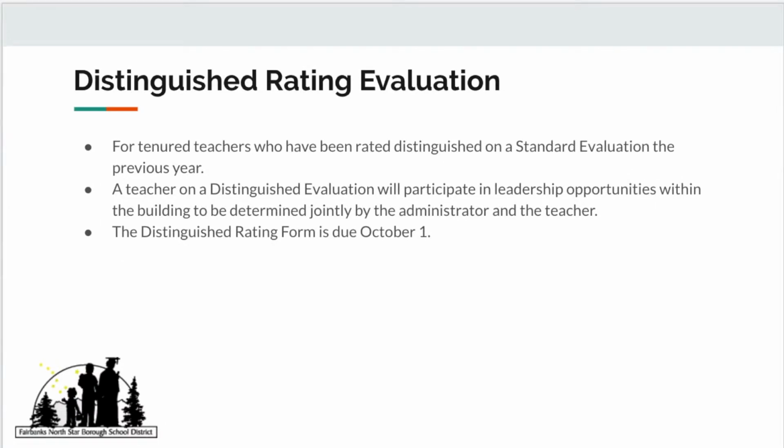Distinguished Rating Evaluation. Tenured teachers who receive a distinguished rating on the standard evaluation may be placed, at the discretion of the evaluator, on a distinguished evaluation form the following year. A teacher on a distinguished rating evaluation will participate in leadership opportunities to be determined jointly by the administrator and the teacher. The distinguished rating form is due October 1st.